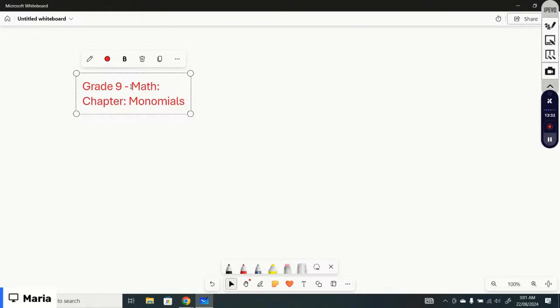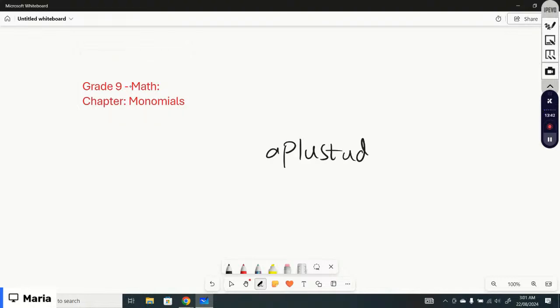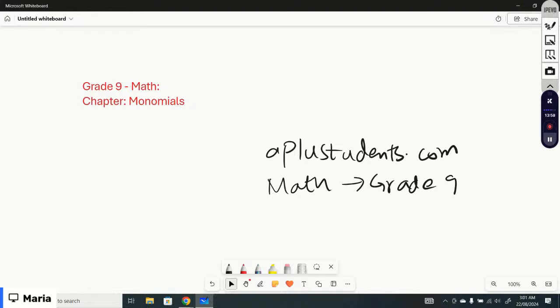We are here for grade 9 math. You can find all the lessons on aplusstudents.com. You have to log in there using your email address, and the password is provided by the administrator. Then you have to select math from the subject tab. Scroll down to grade 9 math and then click on view all lessons.